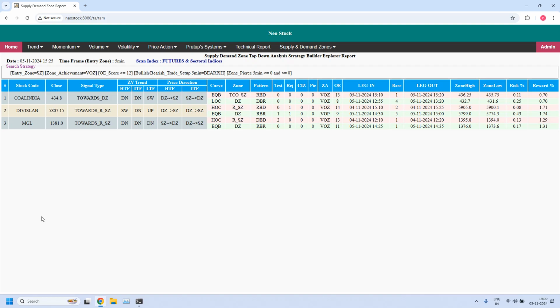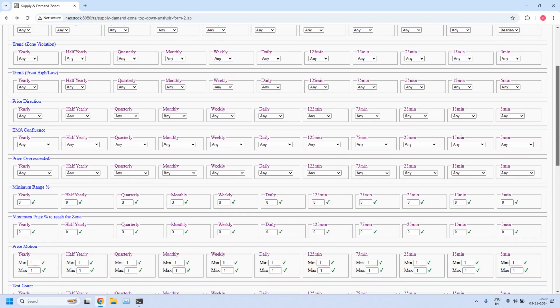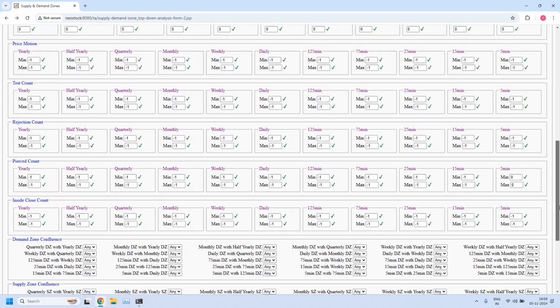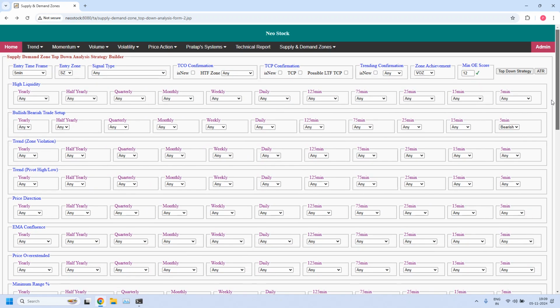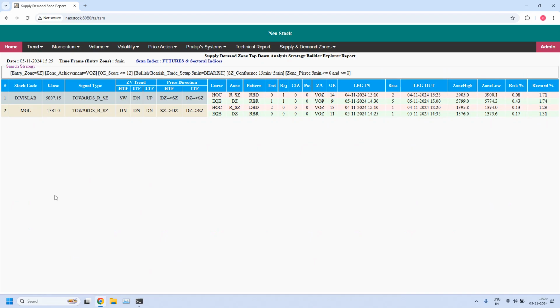In these three, there could be high probability setup supported stocks in these three supply zones. So we need to look for LTF and ITF supply zone confluence. So in the supply zone confluence, 5-minute supply zone with 15-minute supply zone confluence, filter is enabled. Two stocks are filtered. That means in these two stocks, these 5-minute supply zones are part of the 15-minute supply zones.